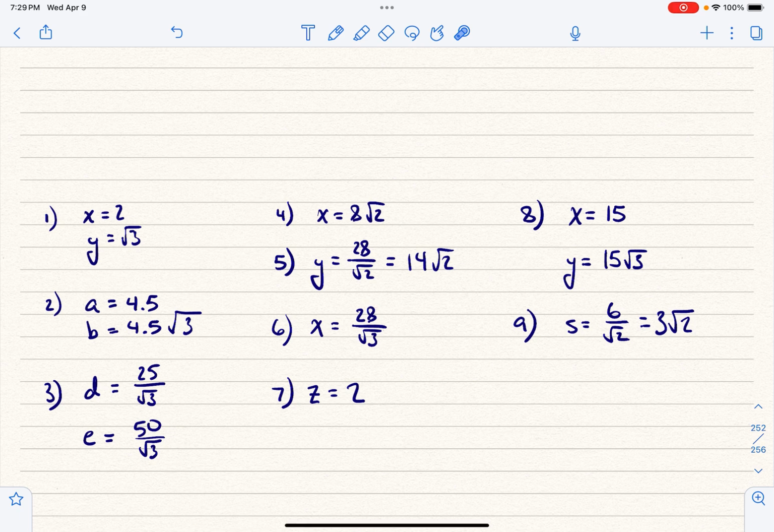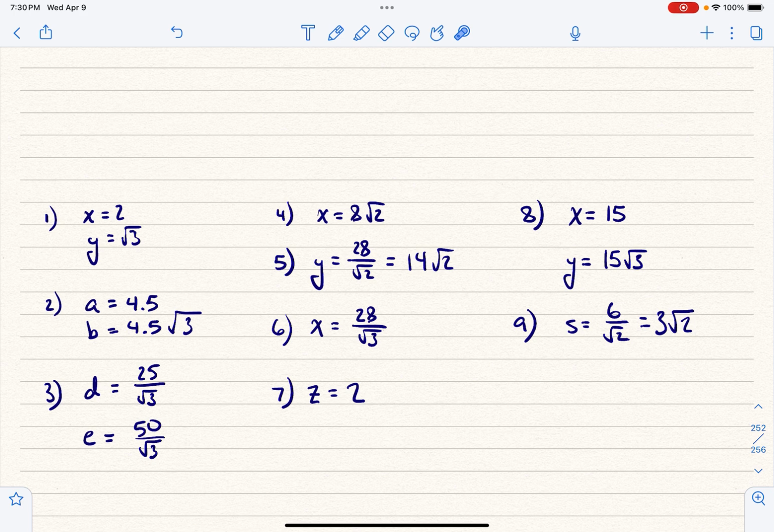Number 7, z is 2 because it's square root of 2 times the square root of 2, which is 2. And number 8, x is 15, half of 30. And then y is 15 times the square root of 3. And for number 9, s is 6 divided by the square root of 2, which also simplifies to 3 times the square root of 2. Okay, the rest, there were some where you had to decide whether to round to this number or that number.